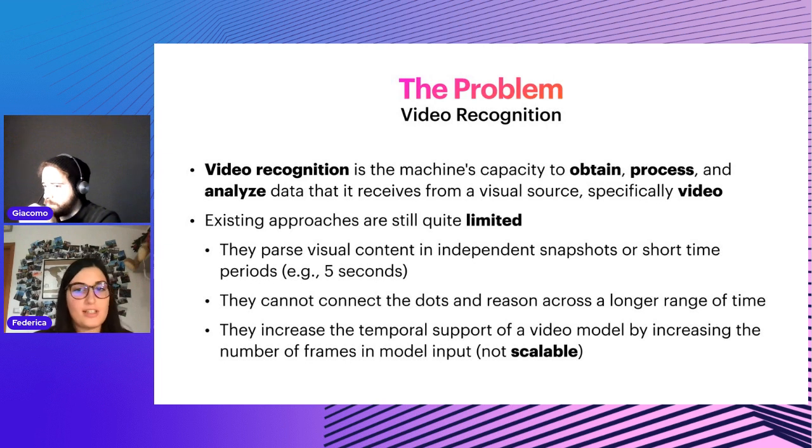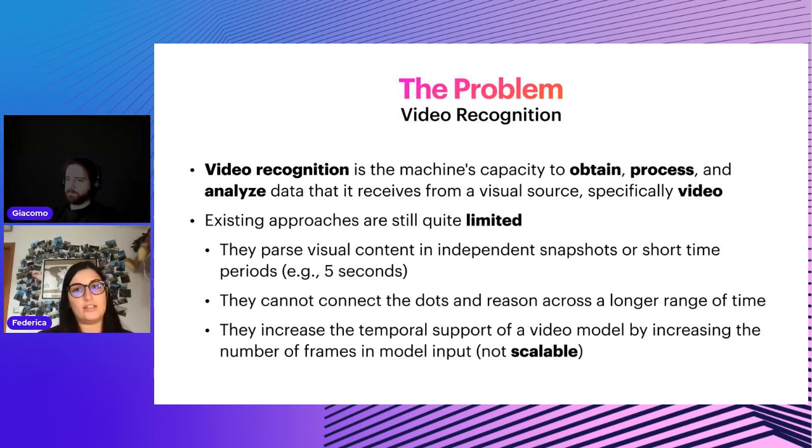There are many existing approaches that obtain quite good results in terms of accuracy, but they are still quite limited. In particular, the problem with existing approaches is that they parse visual content in short time periods. So we have a sort of bottleneck for clips that are longer than 5 seconds. And so what we can't do at the moment is reason across a longer range of time. And the other problem is that obviously these approaches are not scalable. So if we want to increase this temporal support, so if we want to consider a longer range of time and if we want to consider a context, we need to increase the number of frames that we are processing, but this is computationally very expensive. So this is the problem.